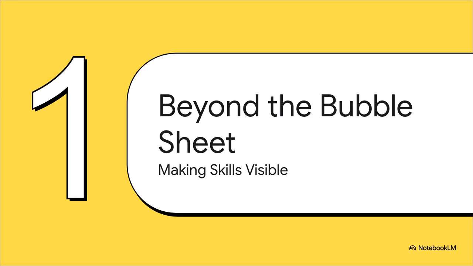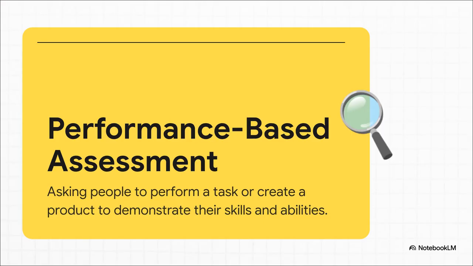Okay, section 1, beyond the bubble sheet. This is all about that fundamental idea, making those hidden skills visible by asking people to actually do something, to create something real. The official name for this is a performance-based assessment, and it's pretty intuitive. Instead of asking you to list the steps for conducting an experiment, this approach says, hey, go ahead and conduct the experiment. It's all about showing what you can do through action, not just memory. You know, it's the difference between knowing the recipe and actually baking the cake.